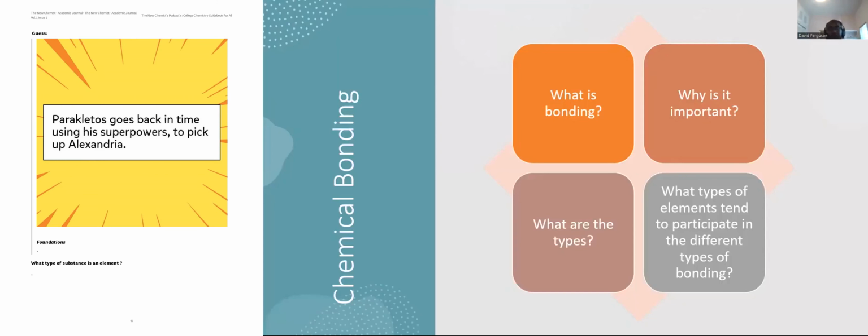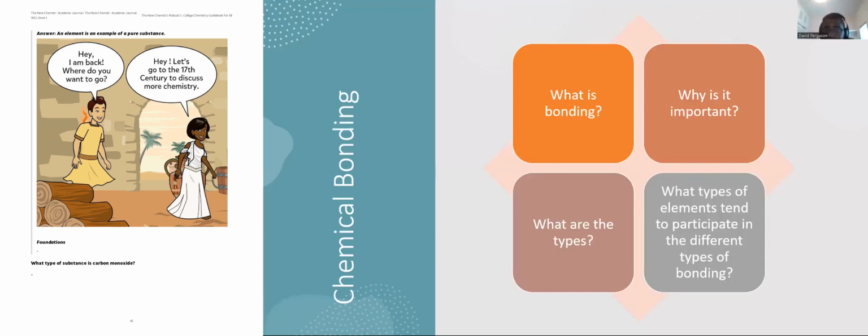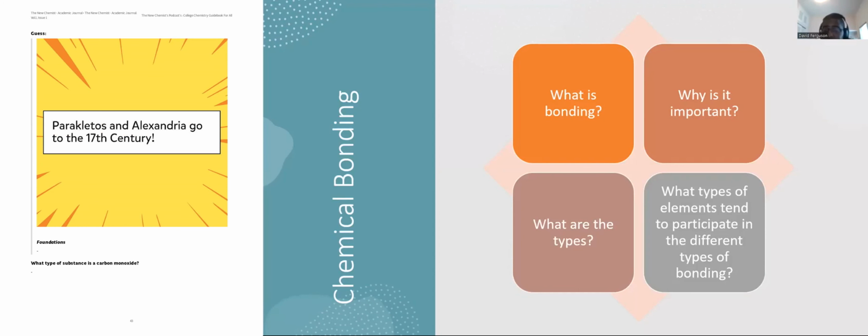But let's talk about chemical bonding. What is bonding? We're going to discuss what is bonding, why is it important, what are the types, and what types of elements tend to participate in the different types of bonding.